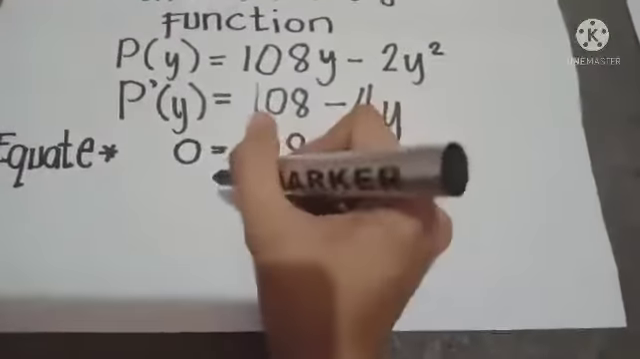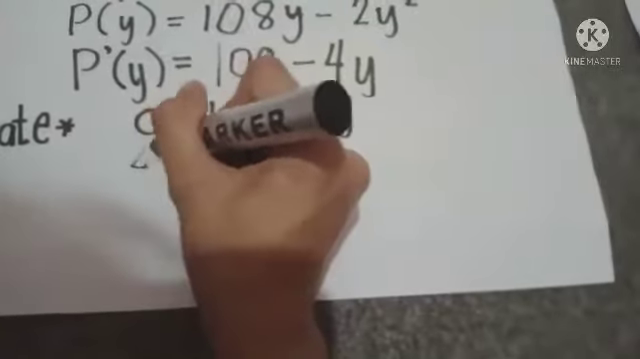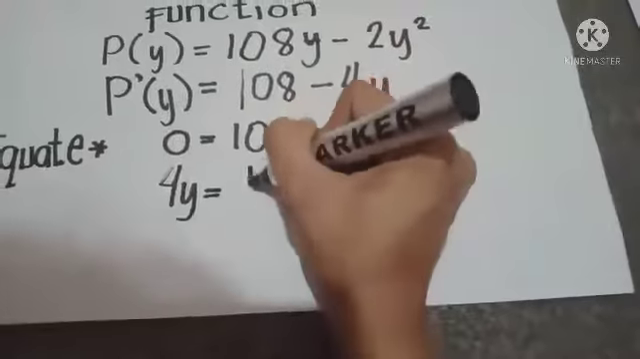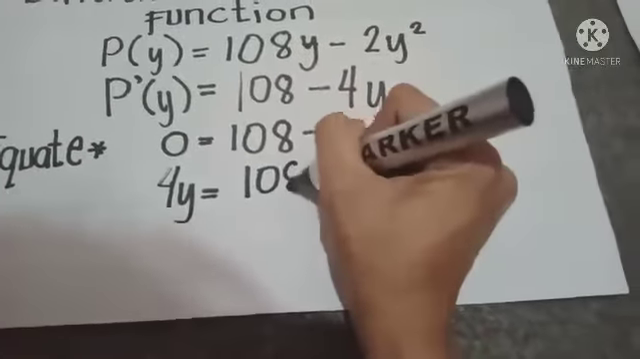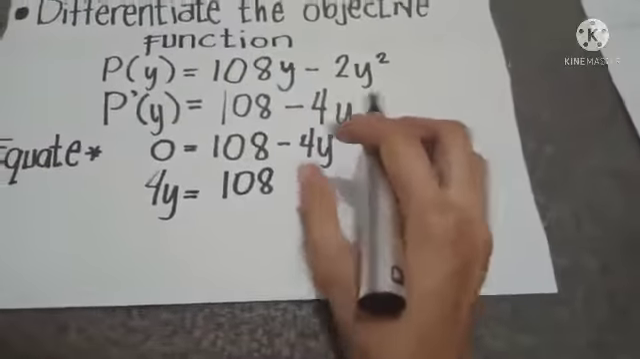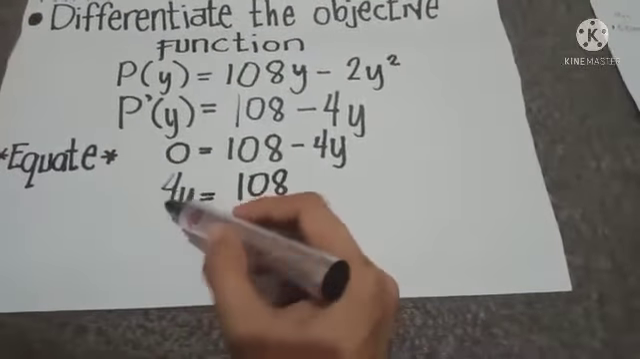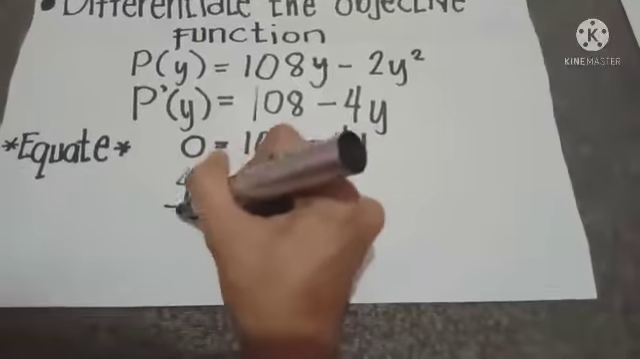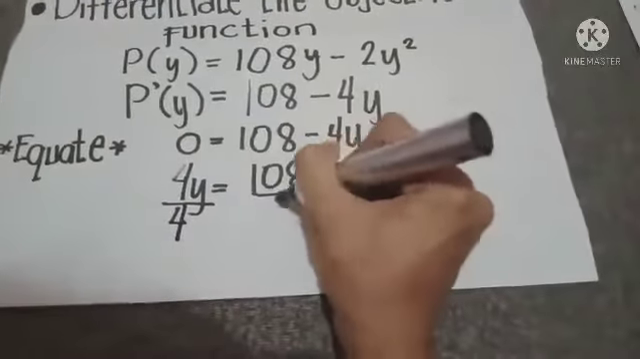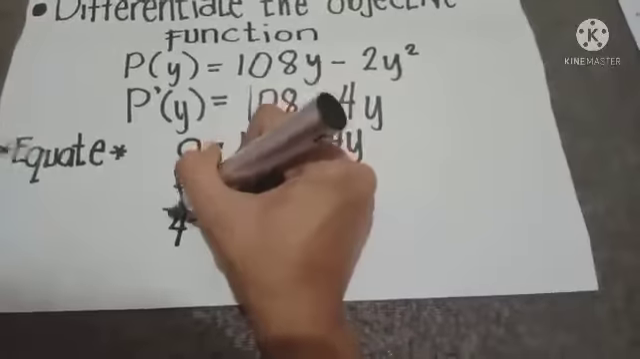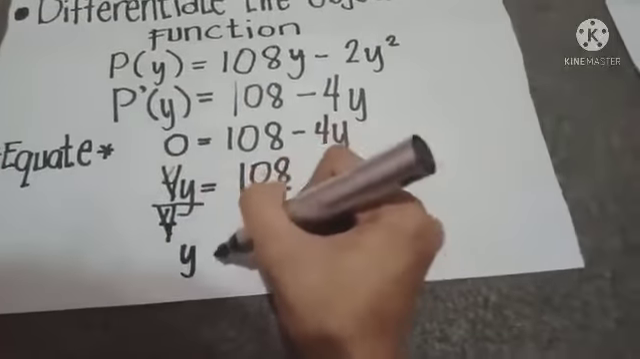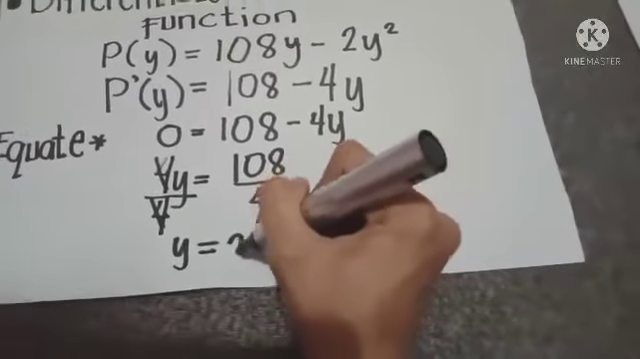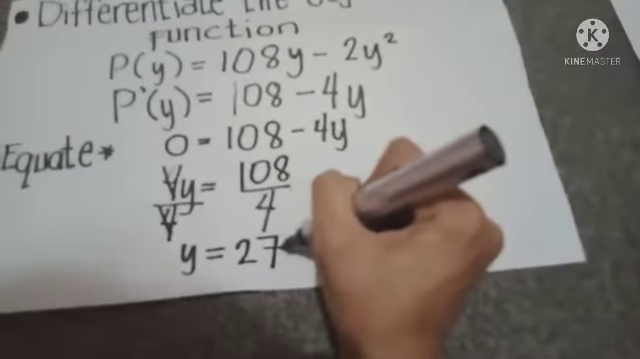Transpose 4y, it will become positive 4y equals 108. In order to cancel this 4, we just have to divide both sides by 4. So, cancel. The remaining is y equals 27.